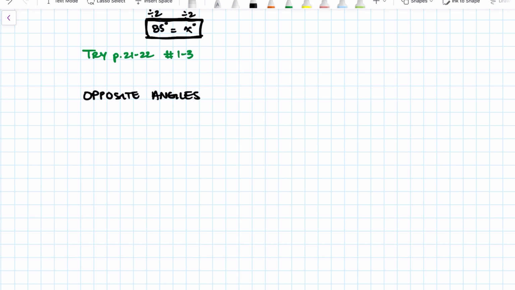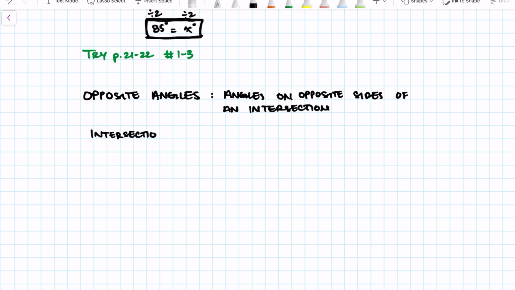So in order to understand opposite angles, let's just start by defining what it is. They are angles on opposite sides of an intersection. Now, it's important to clarify that an intersection is not just where points meet. There's actually a more specific definition here, and that is where two lines meet.